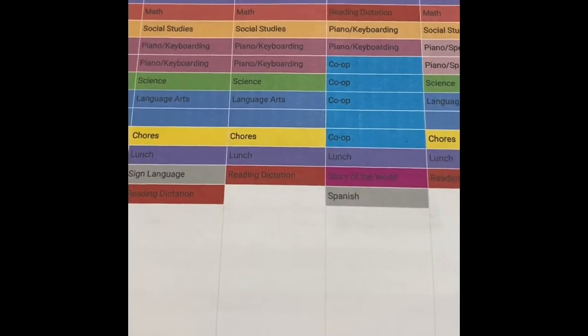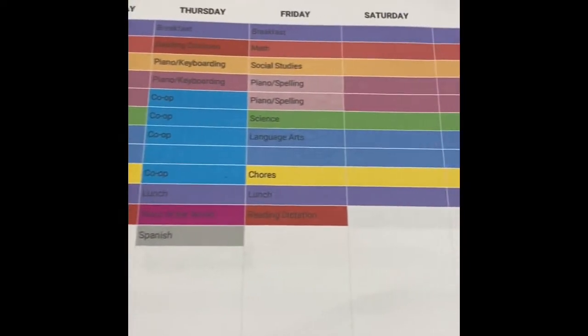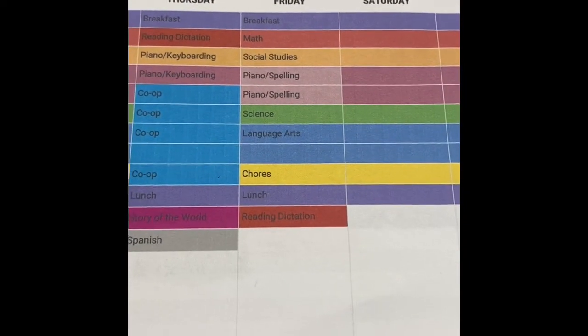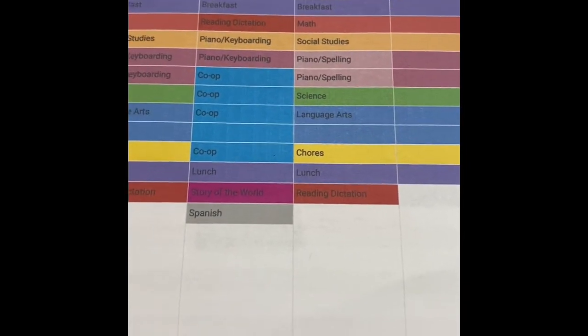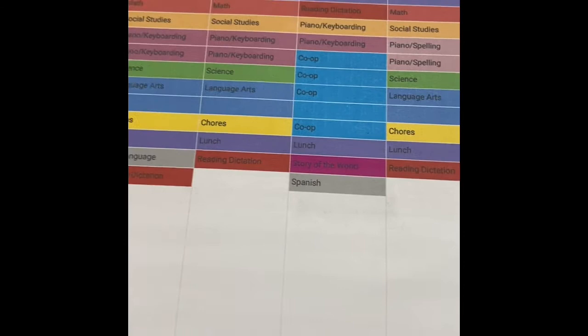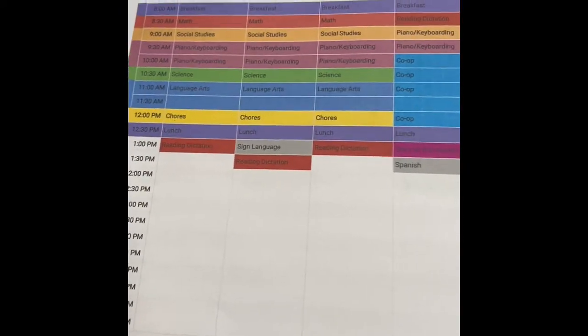Tuesdays and Thursdays, we do sign language and Spanish and Story of the World. And co-op on Fridays, they do spelling instead of keyboarding, which our spelling program is only 30 minutes a week and it's all online. So there you go. There's a better view of that. And then here's my book list. Google Sheets has become my new best friend.